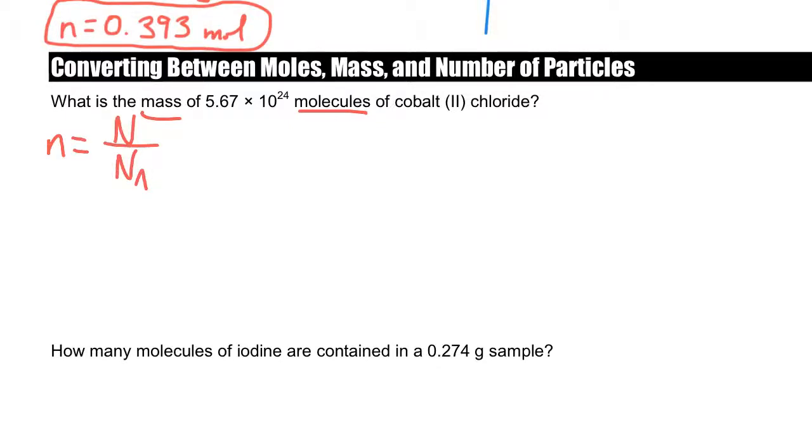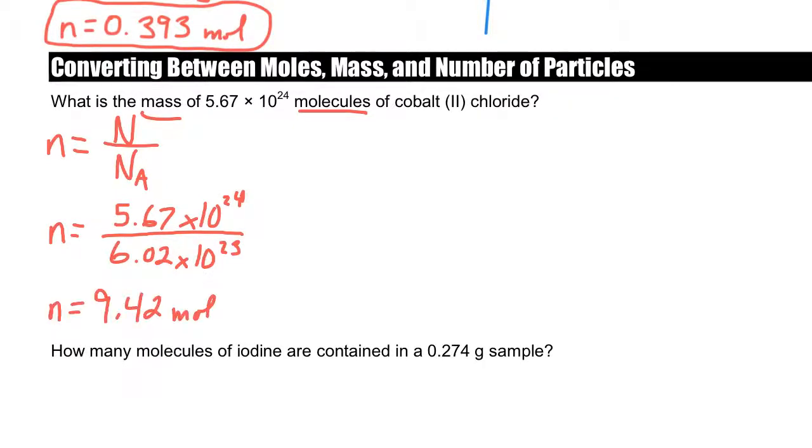We know the number of particles, so to make moles, we have to use this formula. So I can plug in the number of particles and Avogadro's number, and that turns out to be 9.42 moles. The next step is to find the mass. Once I have moles, I can calculate mass just like I did before. So I take the number of moles and multiply it by the molar mass. And I'm hoping at this point you can figure that out.